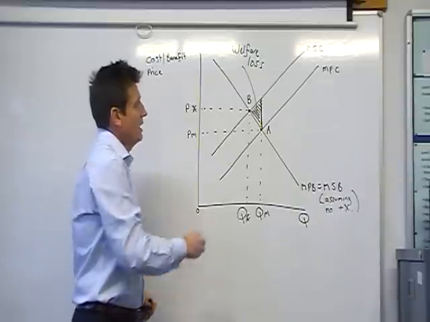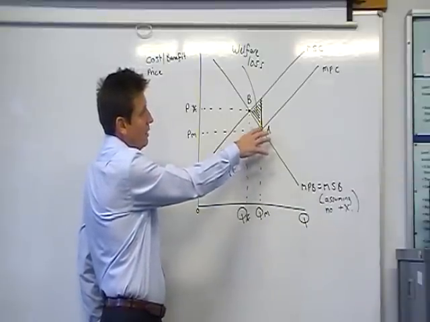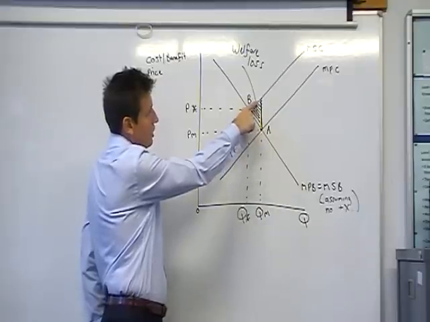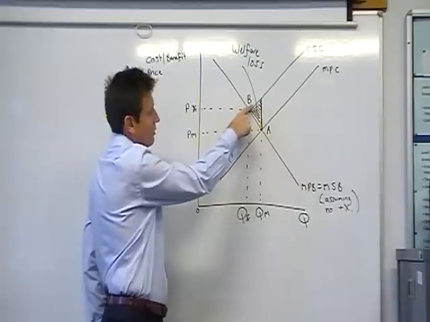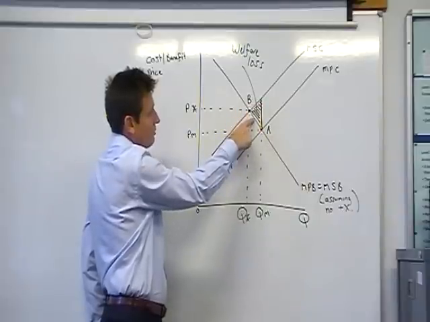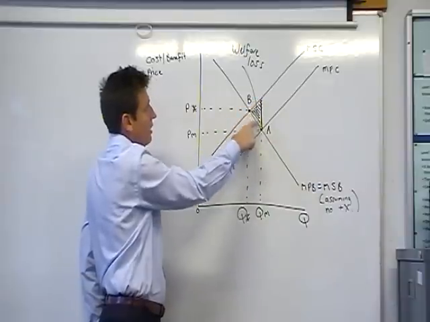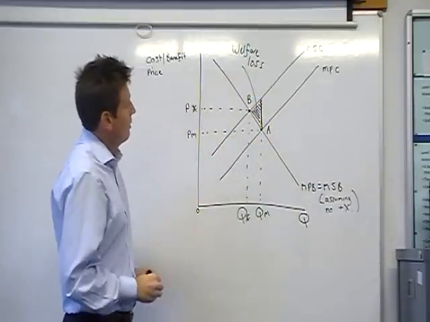All this means is that if you're consuming at point A, it's quite clear that for a range of output from here to here, marginal social cost is greater than marginal social benefit. And you can see that happens for this entire area here. So that's welfare loss.